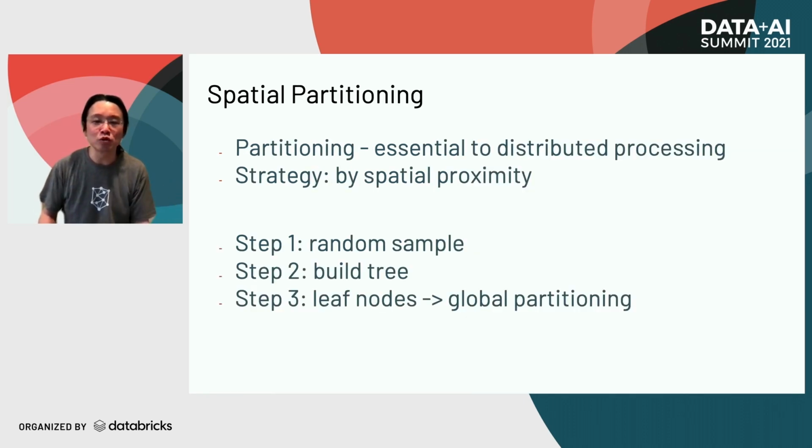And then you have spatial partitioning. No doubt you probably figure at this point that partitioning is essential to distributed processing. So the strategy we're having here with Sedona is to really focus on spatial proximity. The logic is as follows. First step, it takes a sample of the data set, all the data points. Use the sample data points in step 2 to build the indexing tree that we talked about just now. Then the leaf nodes we see at the bottom of that tree become the global partitioning mapping.